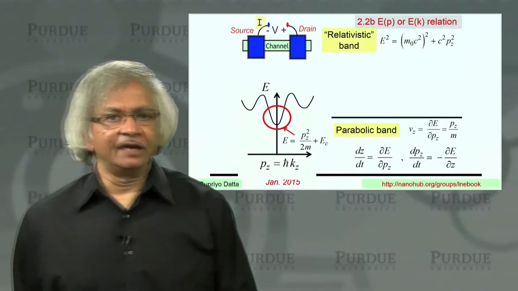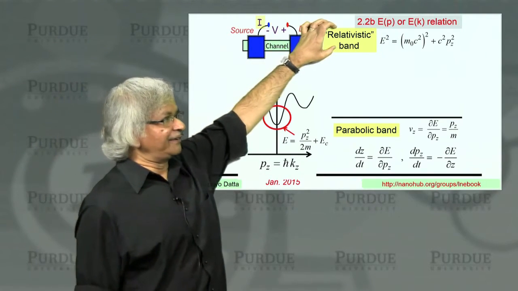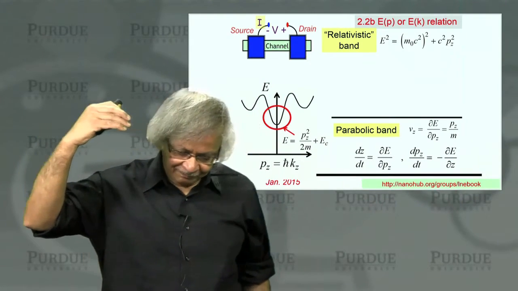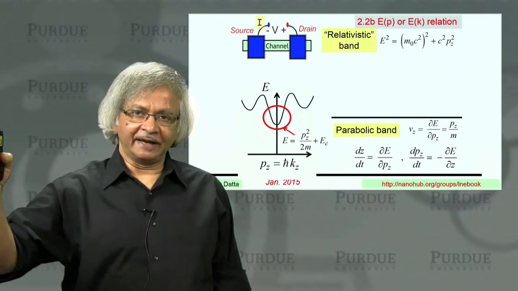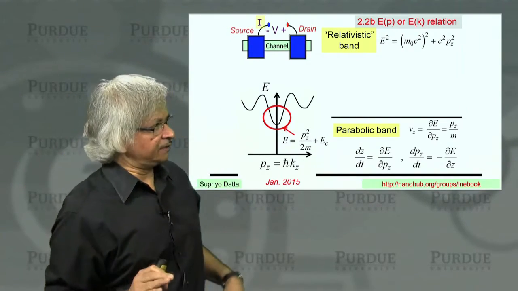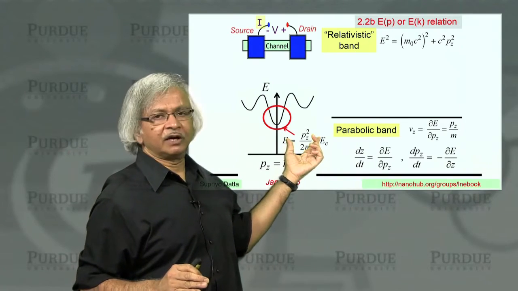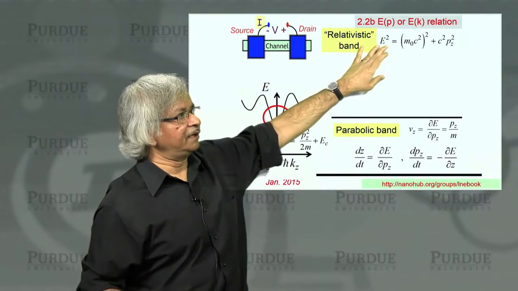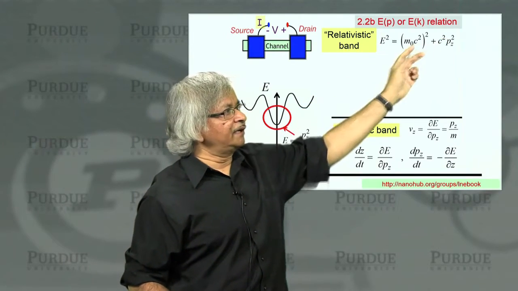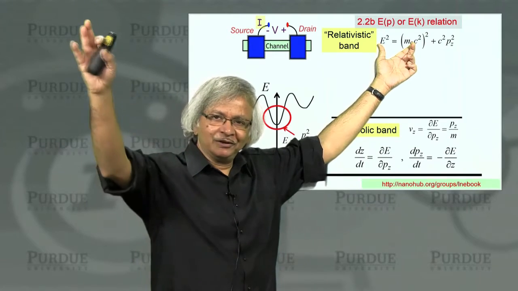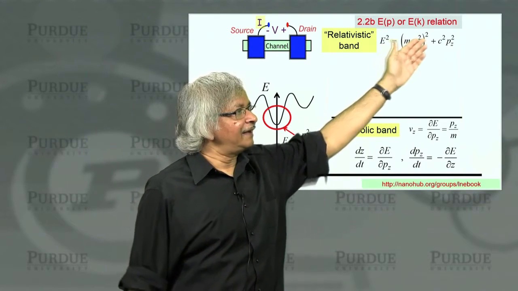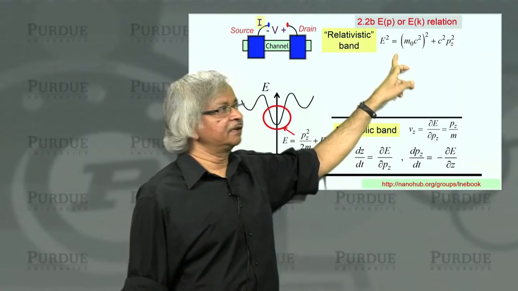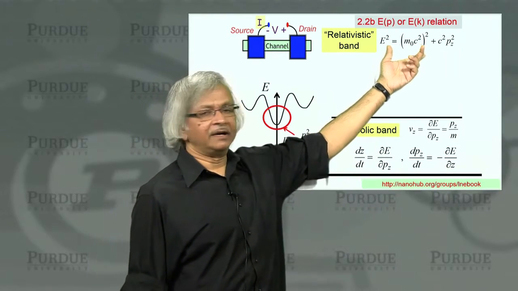So one common example is what sometimes people call a relativistic band. That is, actually, even in vacuum, when electrons are traveling very fast, close to the speed of light, then the energy momentum relation is not E equals p squared over 2m, but rather it has this form. This is what you call the relativistic energy momentum relation, where zero momentum means E equals mc squared. That's the most famous equation in physics. And then as you increase the momentum, it goes up. So this would be the general relativistic energy momentum relation.